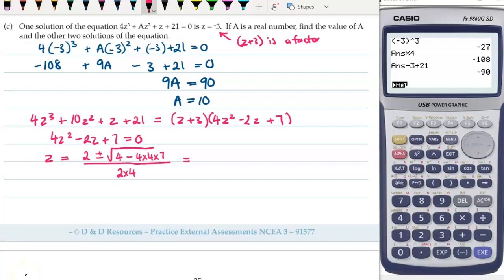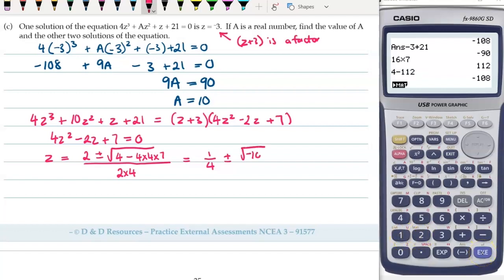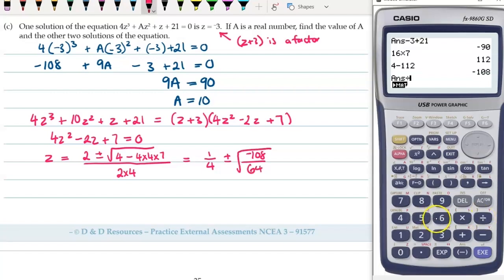Which is going to be 2 over 8 at the beginning part, so that'll be 1/4, plus or minus, and then we've got 16 times 7, and we're doing 4 take away that. So this will be the square root of minus 108 over 8. Now, if we include the 8 into that square root and make it a 64, then we can do some simplifying. Let's see if that helps us at all.